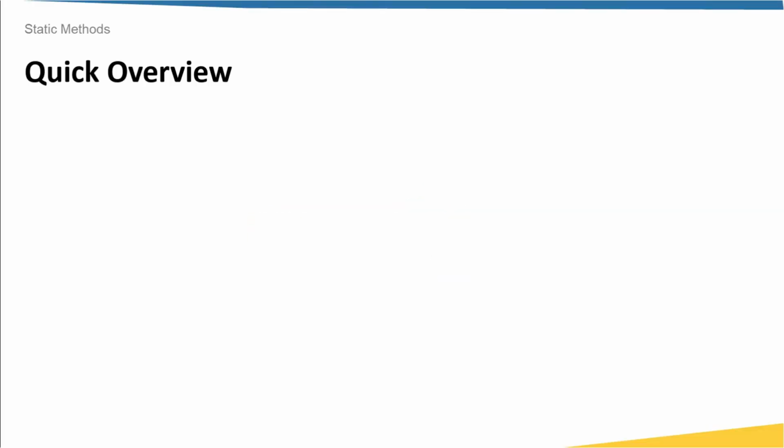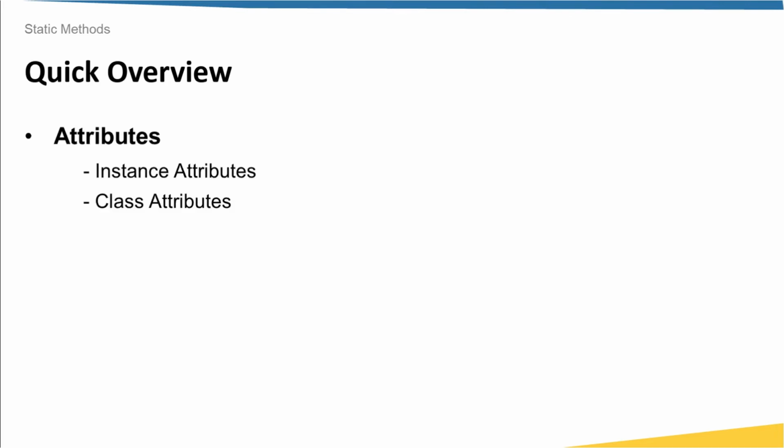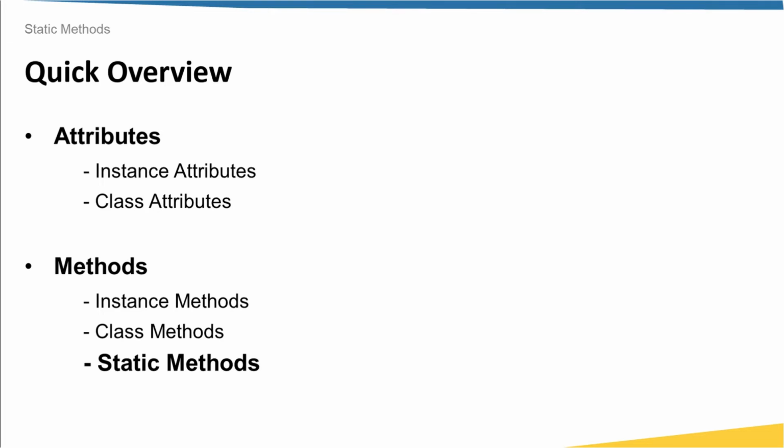So far, we have learned about two types of methods and two types of attributes. So we learned about instance and class attributes, instance and class methods. The last type of method that I want to talk about in this course is static methods. So let's see what a static method is and in which context you have to define a static method.